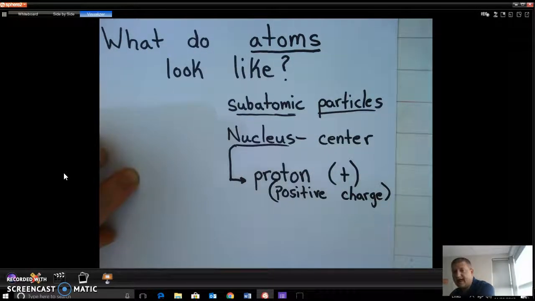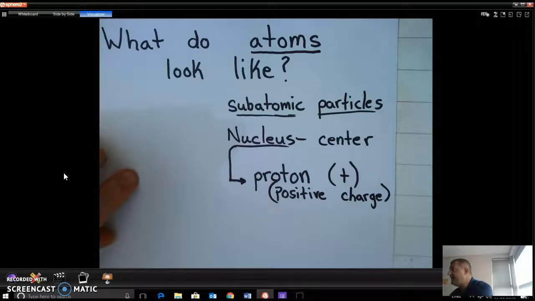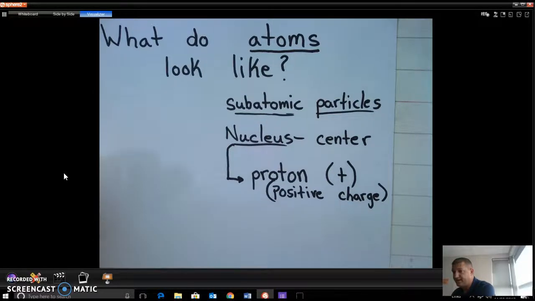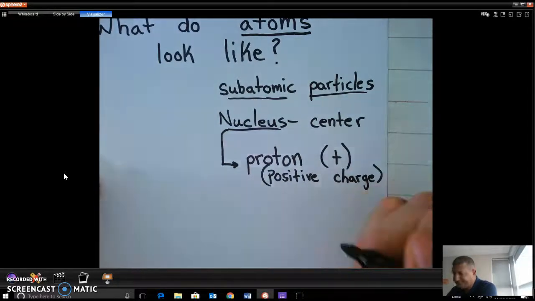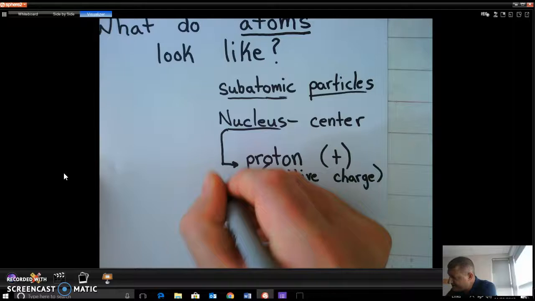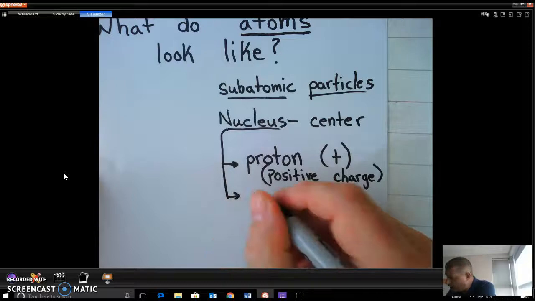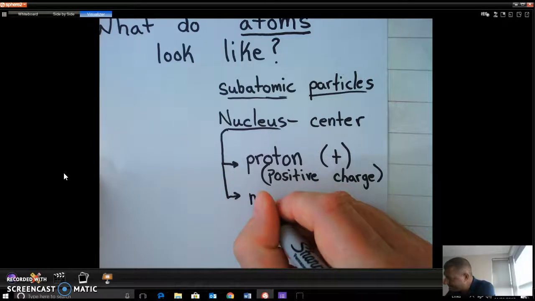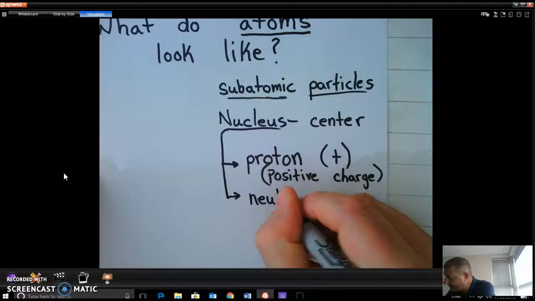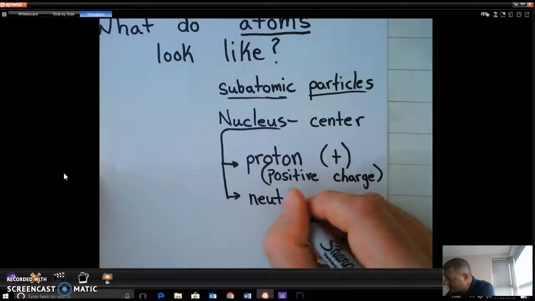Now, a proton does have mass. It's so tiny, in fact, they weigh it, basically, and it's called an AMU, atomic mass unit. Okay, so a proton is equal to about 1 AMU. And it's so very tiny. A neutron is about the same size. A neutron is also located in the nucleus. So I'll draw another arrow down, and then I'll write the word neutron. I'm writing it under here because it's also found in the nucleus.